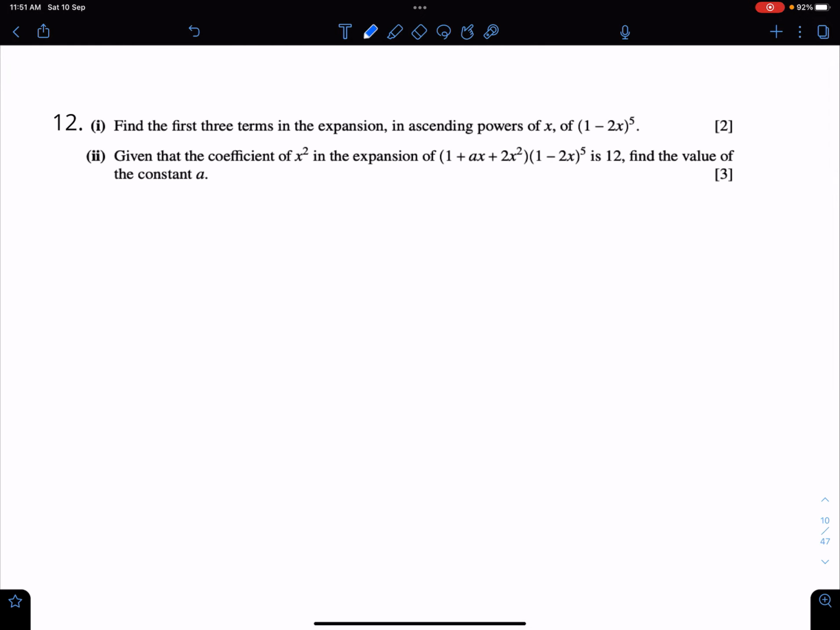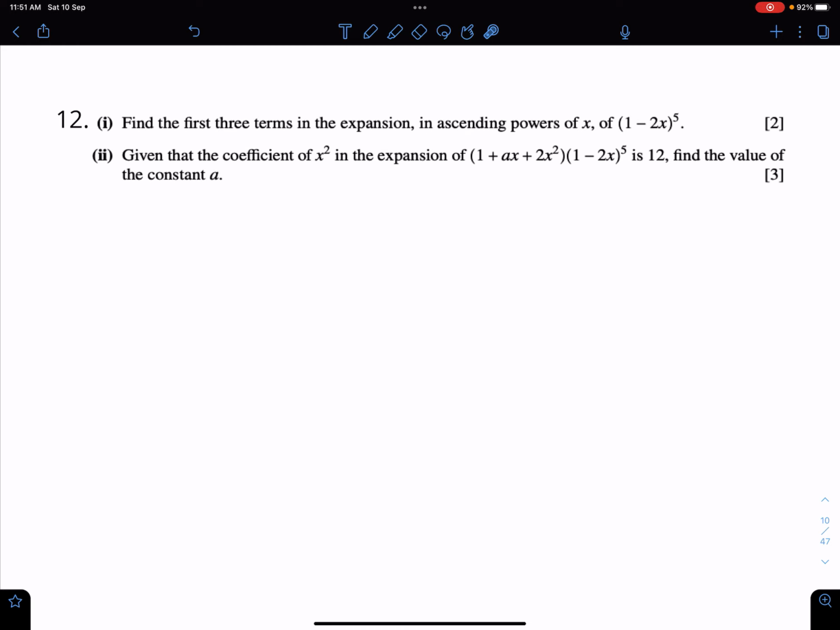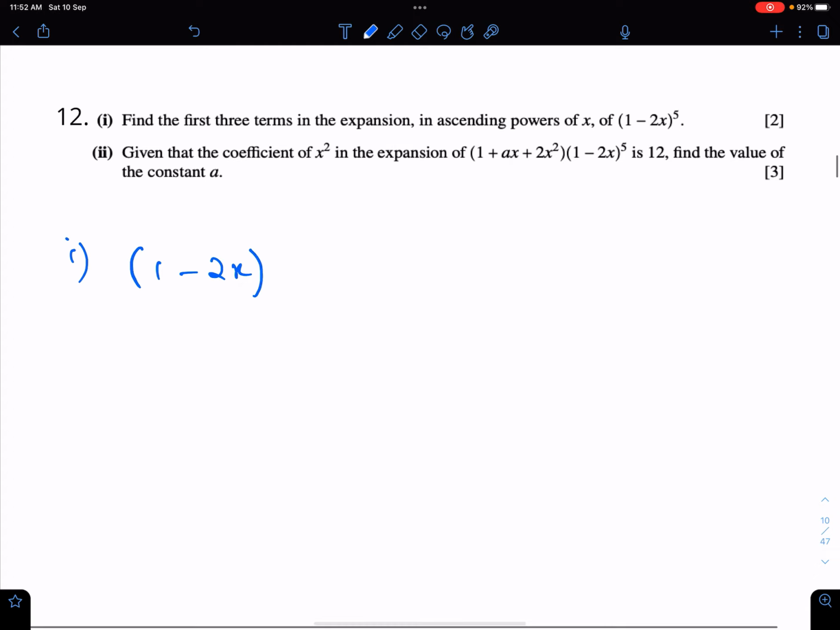Another example, when the first term is 1. Now this is the question. Find the first three terms in the expansion in ascending powers of x. Ascending means small to big. So 1 minus 2x whole power 5. So we will use the second result of the binomial theorem. So 1, because of this negative sign, the signs of the expansion must alternate.